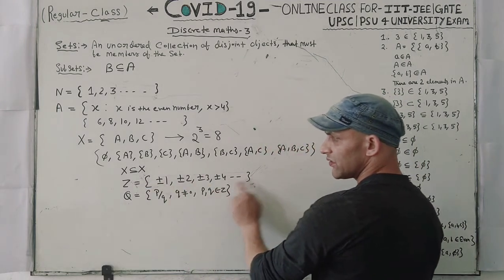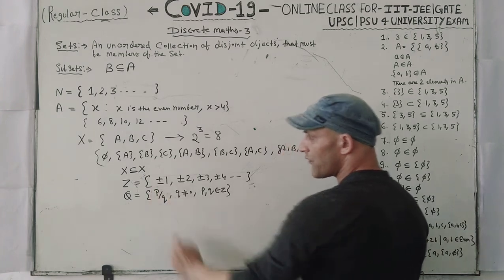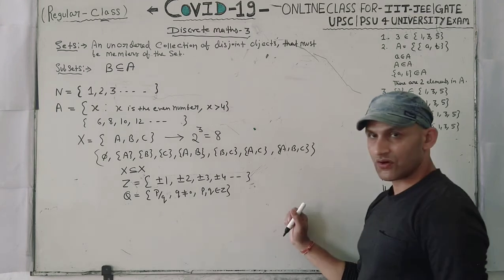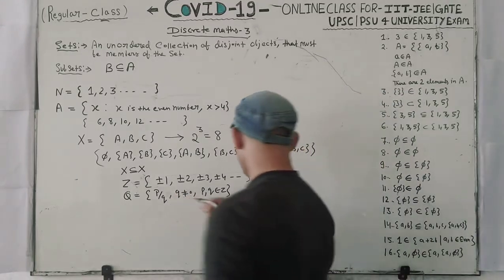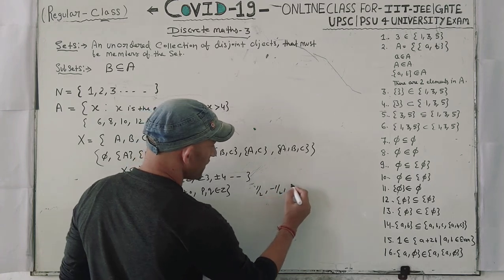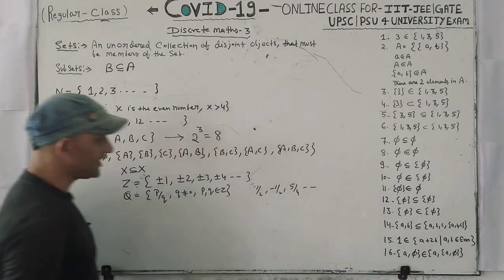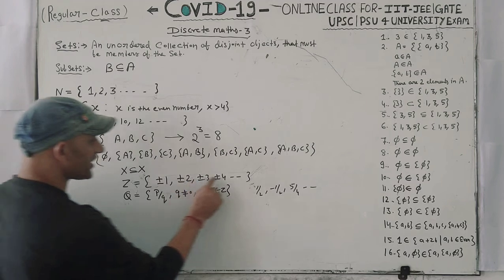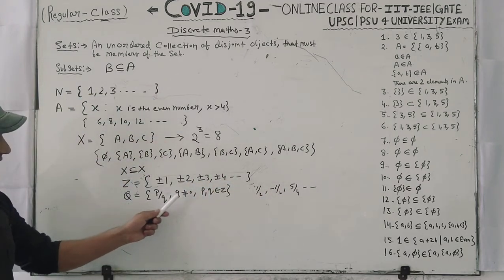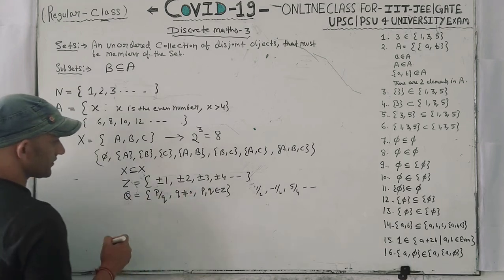Z means this. Such a type of form is a rational number. An example is 1 upon 2, minus 1 upon 2, 5 upon 4, and so on. Any such number you can take from here, except 0. Except 0, all the numbers will be here.